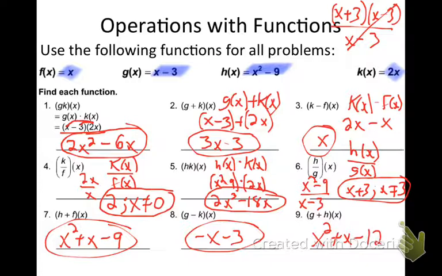x squared plus x minus 12. Because when you add or subtract, you can't combine different exponents. That's where you're at. And there you go. Next part here. So that's kind of function operations here. Add, subtract, multiply, divide. Nothing too bad.